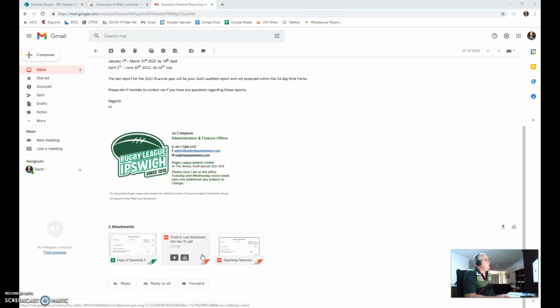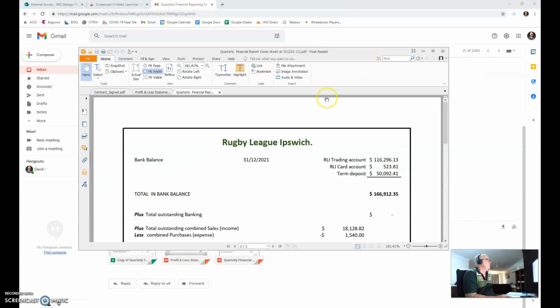31st rather, for Rugby League Ipswich, and a file we use to demonstrate our cash and debtors and creditors position in a brief way. So I might bring that over and just start with that one to show you what I mean.